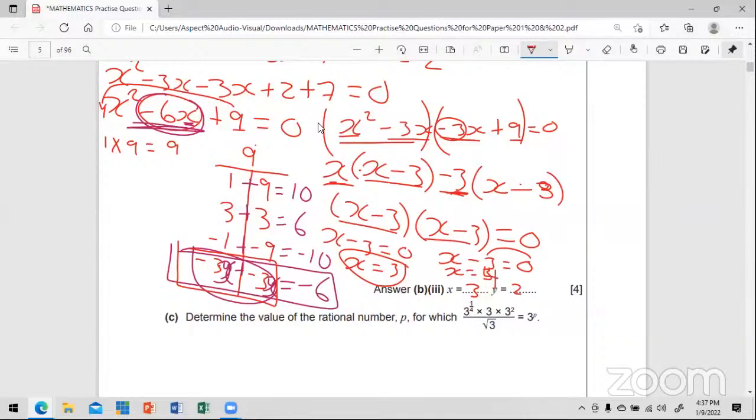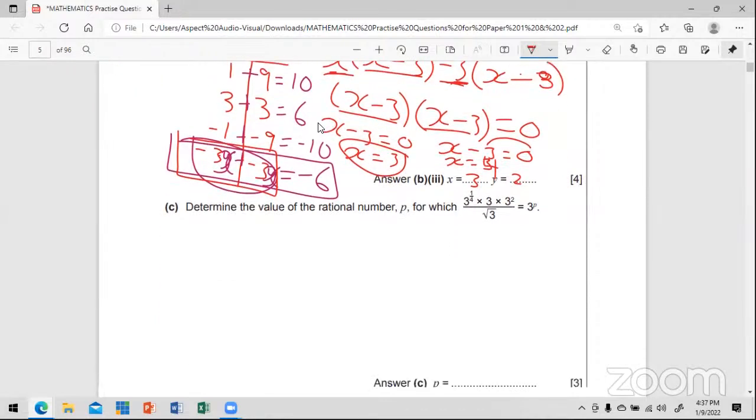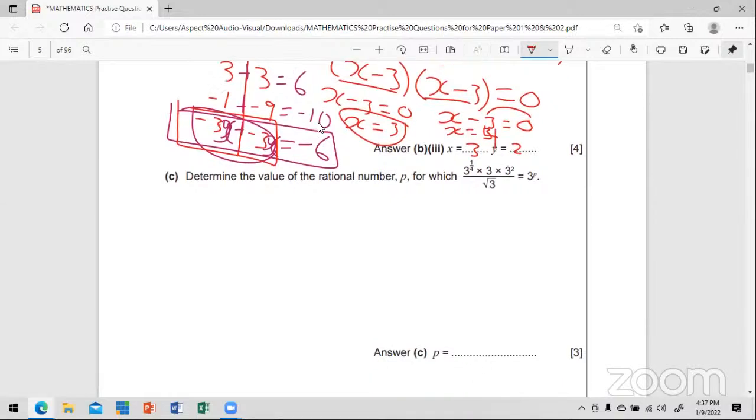Yes, it can be solved by completing the square or factorizing. Completing the square, you did yesterday, but I wanted to incorporate factorizing there as well.